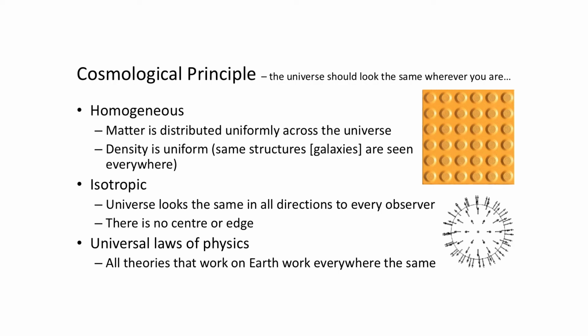There are the same structures that are seen everywhere. So we know there's galaxies everywhere. So on a large enough scale, we'd call it homogeneous, that matter is distributed uniformly.